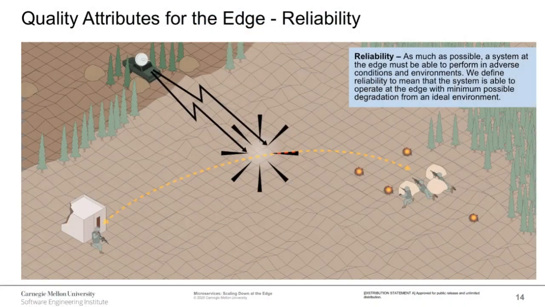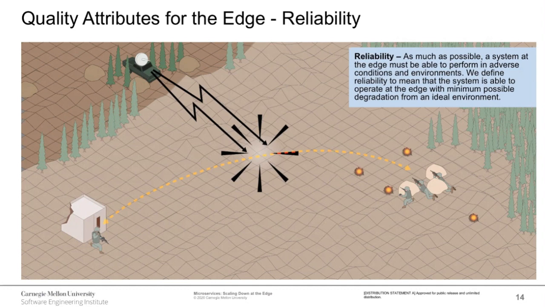All right, so let's start with reliability. For our purposes, we've defined reliability to be, as much as possible, that a system at the edge must be able to perform in adverse conditions and environments. We define it to mean that the system is able to operate at the edge with minimum possible degradation from an ideal environment. So what do we actually mean by those words? Because they could be interpreted in slightly different ways. So a little bit more clarification is that the difference in performance between your capability at the edge and your capability in a safe, non-challenging environment, such as your office or a military base, that difference of capability when you're operating in those two places is as small as possible.